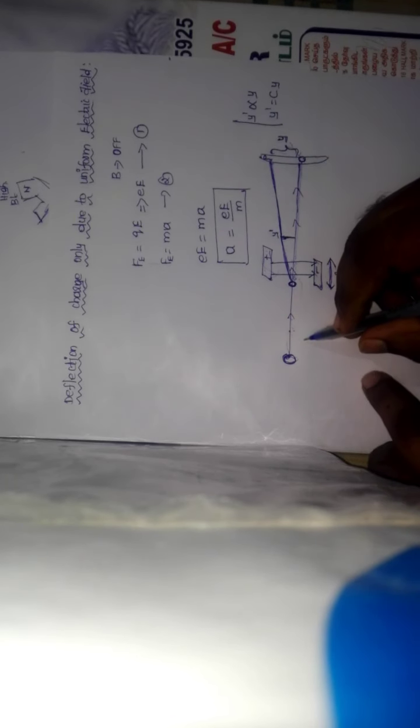Then, as you already know, when the electron starts deviating, the initial velocity is taken as u and the final velocity is taken as v. Generally, velocity v equals distance by time. Here the distance traveled is the length L, so v equals L by t, and time t equals L by v.